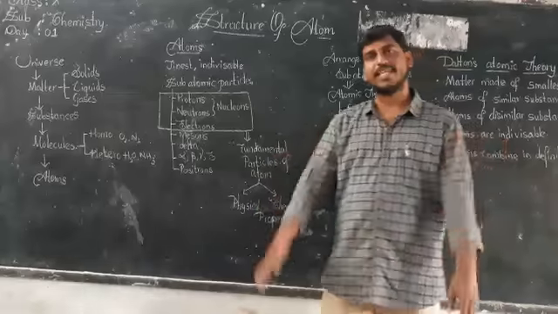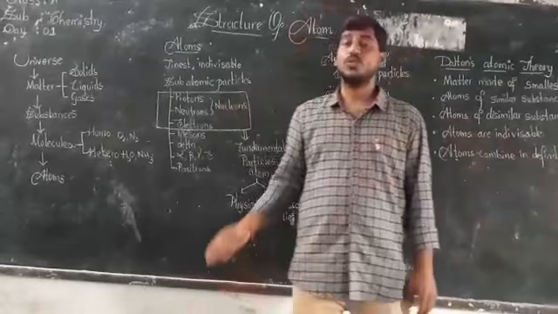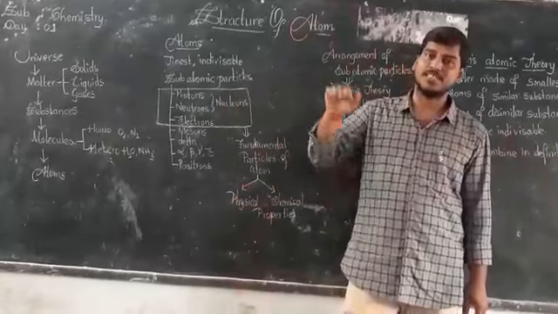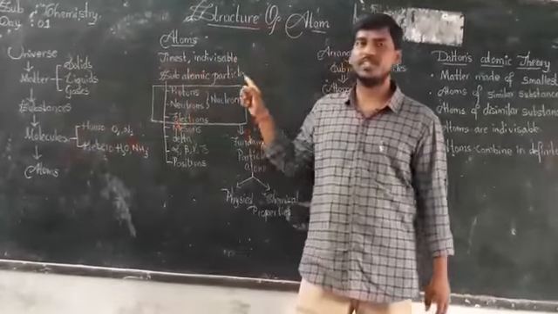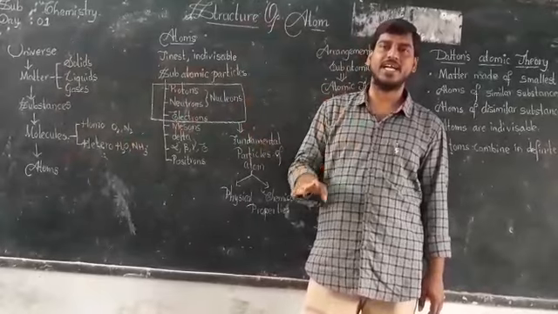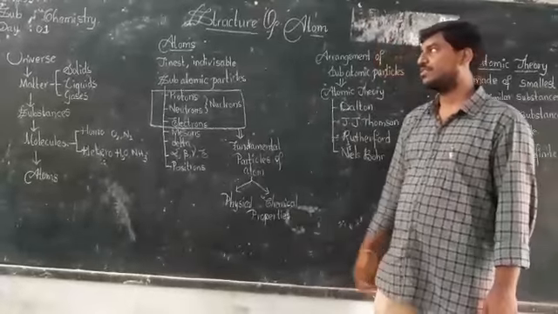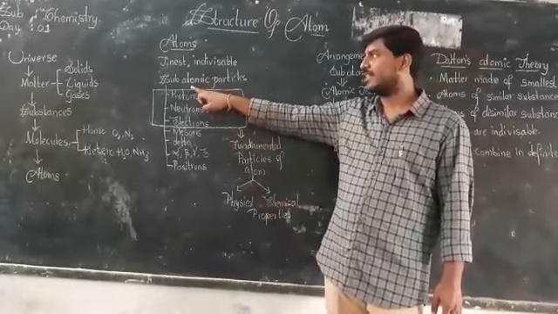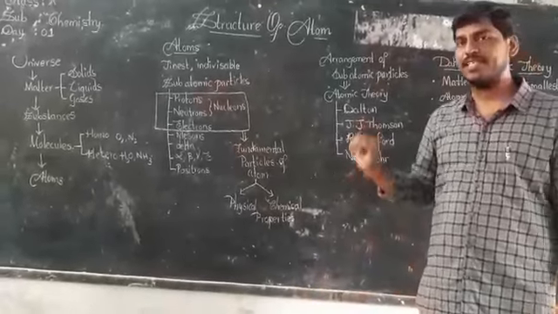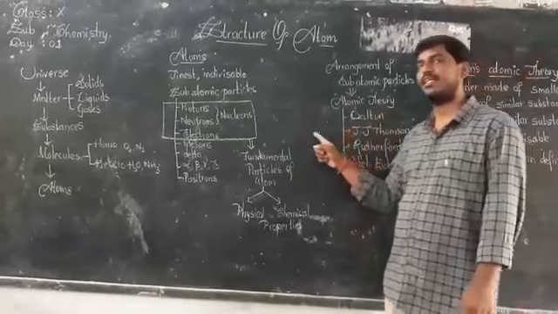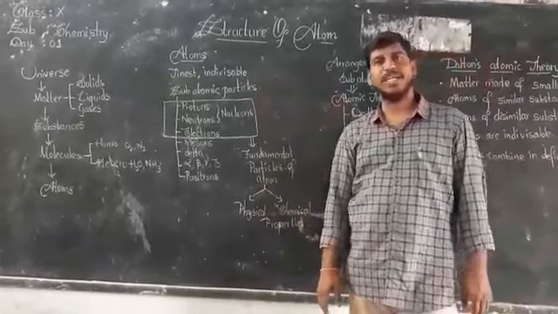I can't divide this atom further, but there are certain other particles present in the atom. These particles, which I am not getting by dividing the atom, I am finding inside the atom. Such particles are called subatomic particles: particles present inside the atom but not obtained by division of the atom.